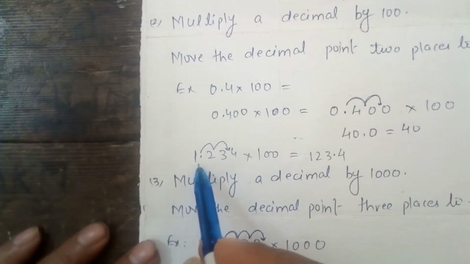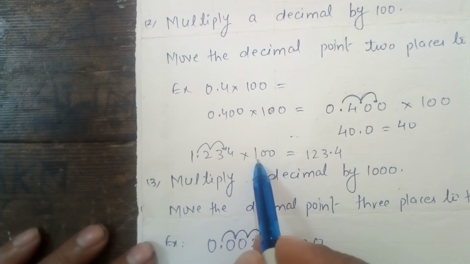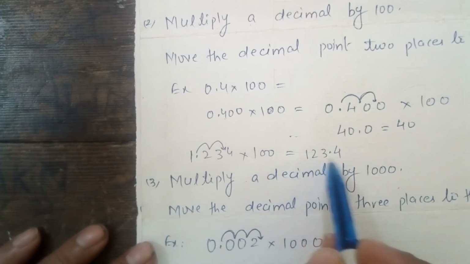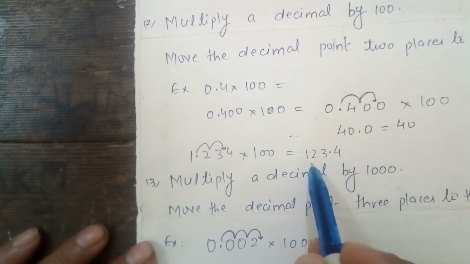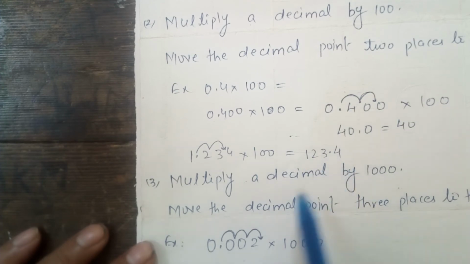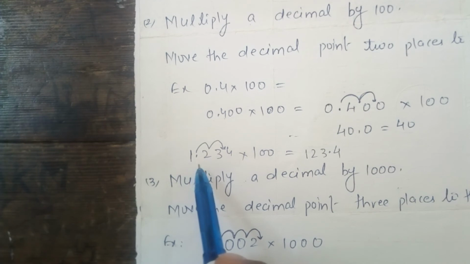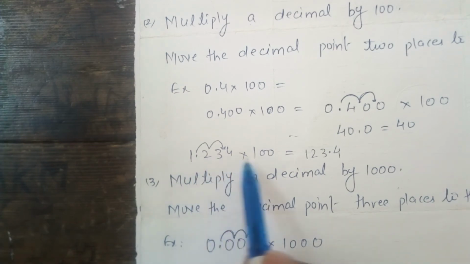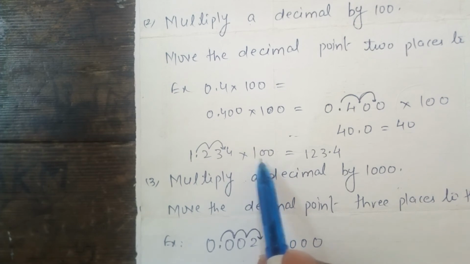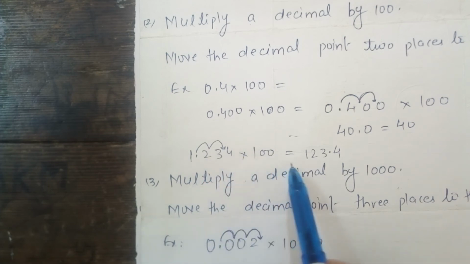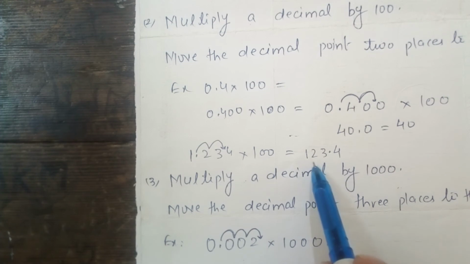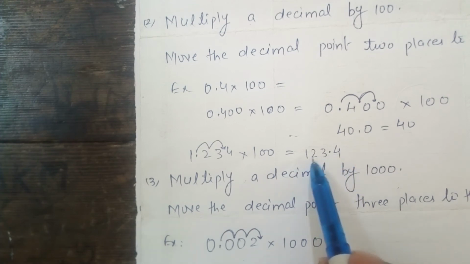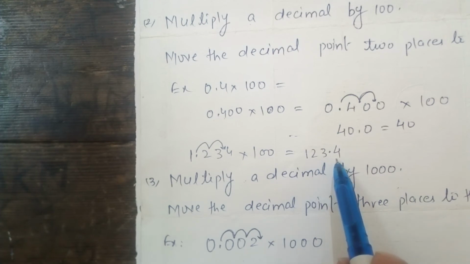Okay, so 1.234 into 100 we will get 123.4. This is your required answer. As you can see in the question, the decimal point is before 234, and after multiplication the position of the decimal point will change. Your required answer is 123.4.